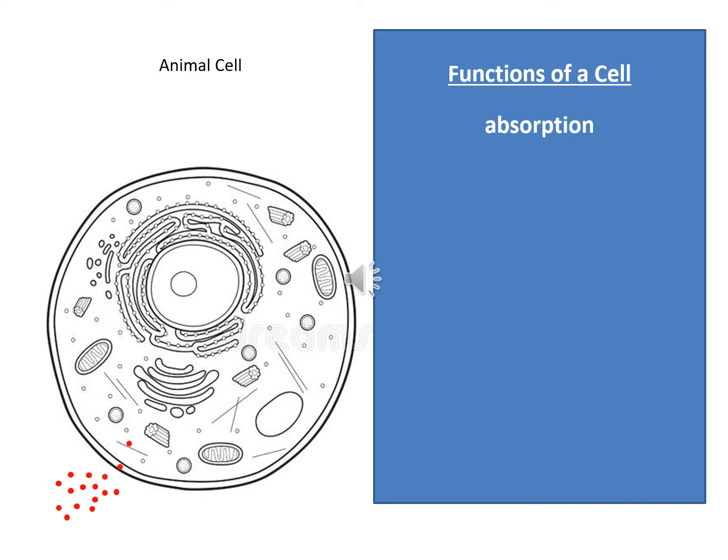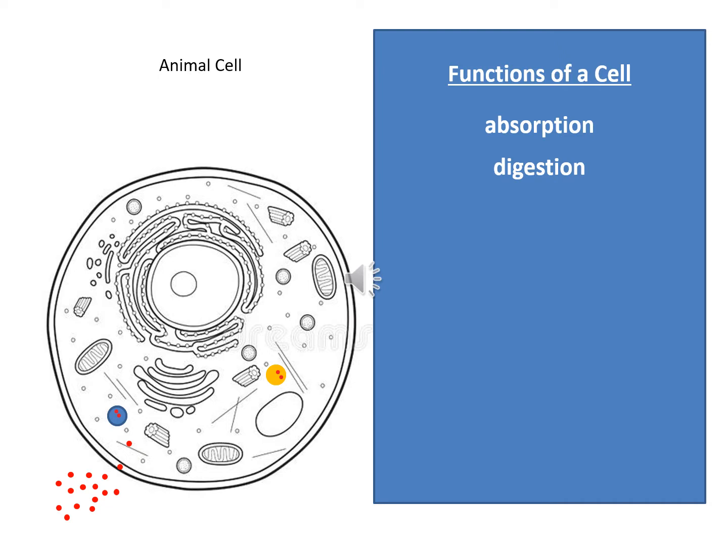Once the cell has absorbed nutrients from its surroundings, it will perform the process of digestion. Digestion primarily happens in food vacuoles. Remember that during digestion, absorbed substances are broken down into smaller molecules. In animal cells, this also takes place in the lysosomes. The lysosomes are specialized organelles that specifically break down lipids and proteins and complex carbohydrates.